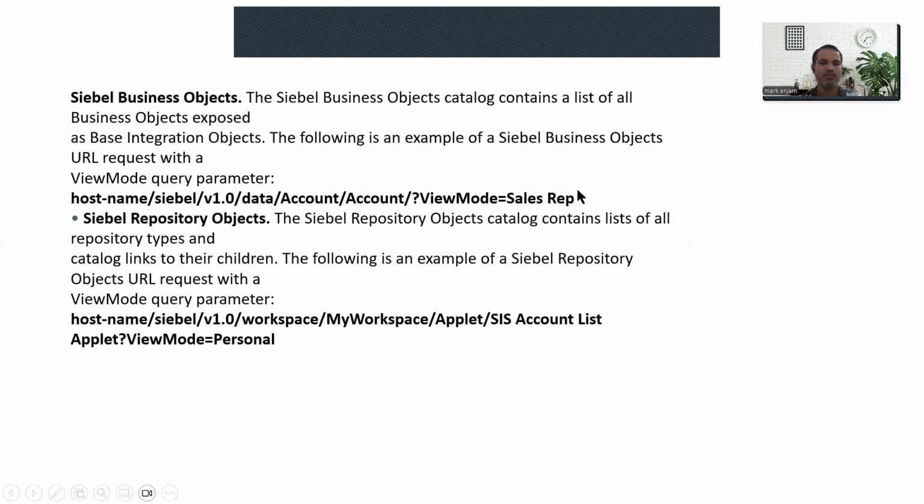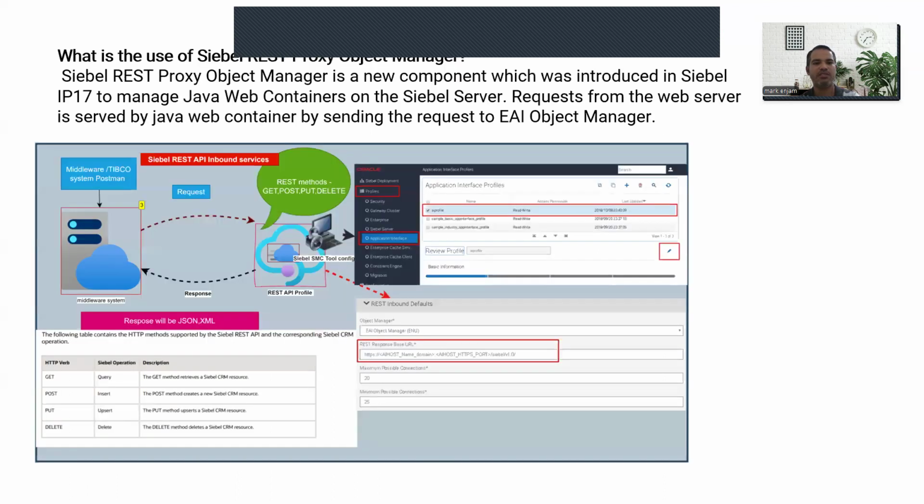For example, if you specify this business object, suppose in access to the business object license, in this view sales rep, we can see specified here that you will get the records of the business object account level records. Now coming to the workspace also, by using this URL, we can get the applet repository applet name.